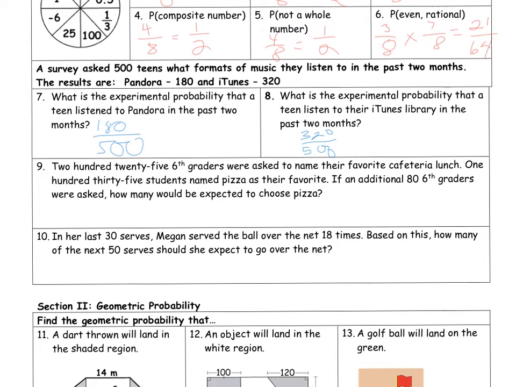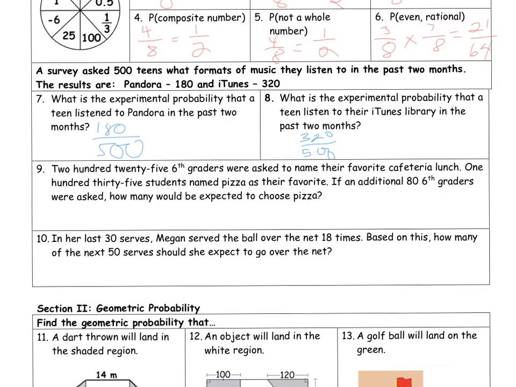For number 9, 225 6th graders were asked to name their favorite cafeteria lunch. 135 students named pizza as their favorite. If an additional 80 6th graders were asked, how many would be expected to choose pizza? So they tell us that 135 out of 225 chose pizza. If we add 80 more to the 225, that gives us a total of 305 students. So what we want to know is how many out of the 305 would choose pizza. When you solve that proportion, you get 183 students.